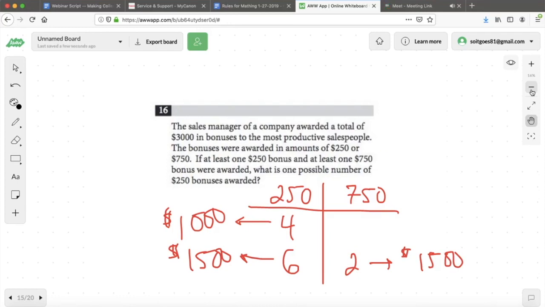What's the answer? 6. 6 works. You get it right? Is there more than one possible answer there? Absolutely. I think 3 would work. Okay. And 9 would work also. Okay. Yeah. Any of those.